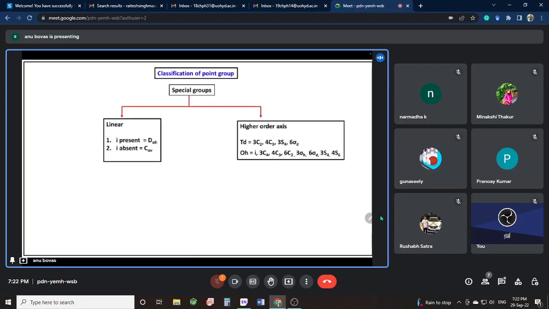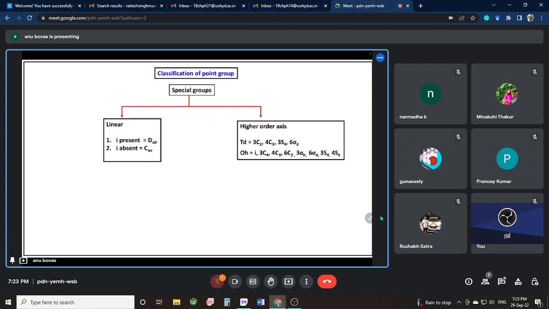For that, we need to find out the point group. In the question, the point group of IF7 is asked. So there is a simple method. There can be either a special group. Special group means it can be linear, tetrahedral or octahedral. This is easy to understand. From the shape itself, we can identify whether it is linear, tetrahedral or octahedral.